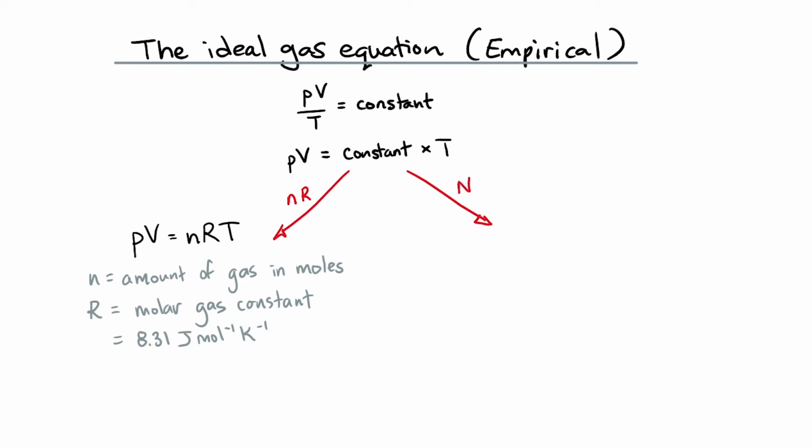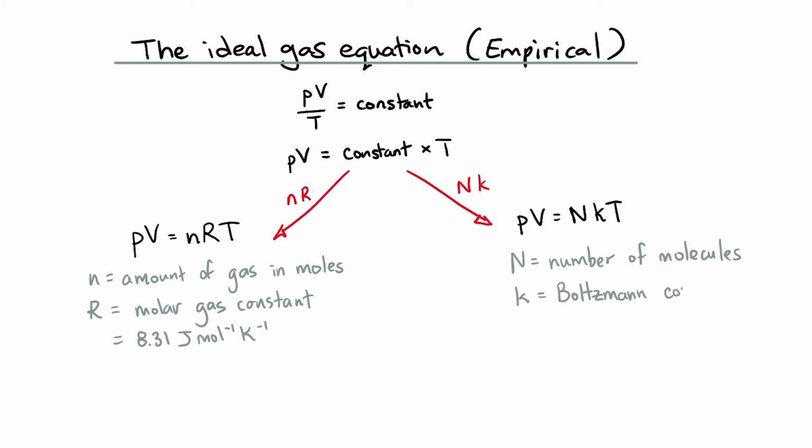I can also write the constant as capital N k. So this gives us PV = NkT. Capital N is the number of molecules in the gas. And k, that's the Boltzmann constant, 1.38 times 10 to the minus 23 joules per Kelvin.